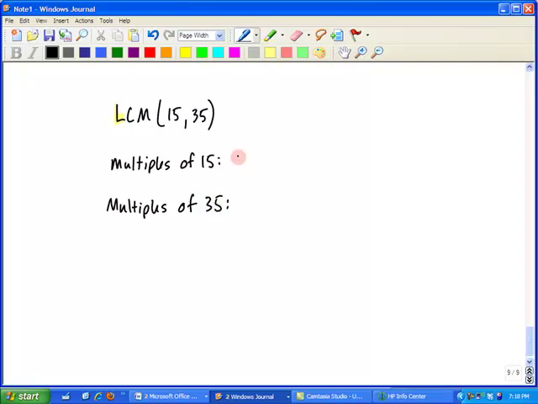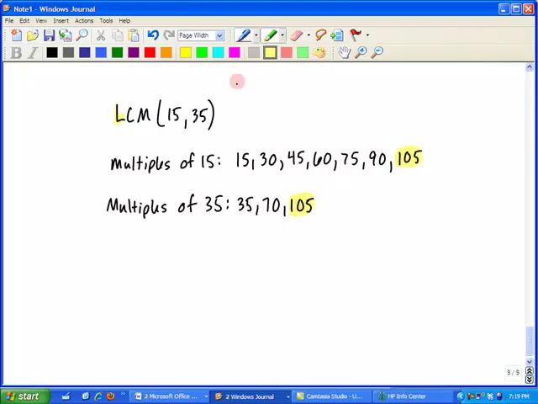Okay, so 15, then 30, what's the next one? 45, 60, 75, 90. Okay, so let's do 35. Then 35, 70, and then 105. So it takes a while to get there, right? Longer, maybe, on that one. So when we get there, that is our least common multiple for this problem.